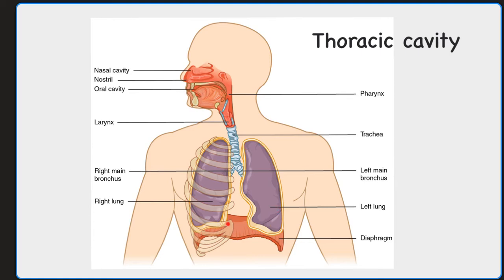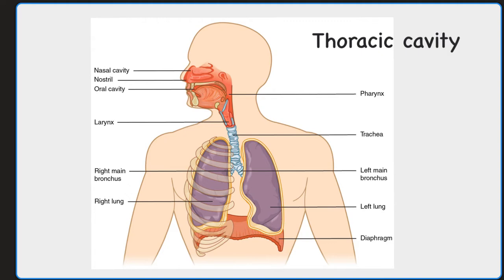You'll also notice that underneath the lungs is this muscle that is referred to as the diaphragm, which is very important in breathing. So this whole area right here in the thoracic cavity is a closed system. And that's important because in order to understand how we breathe, we need to understand that this is a closed system located in the thoracic cavity.